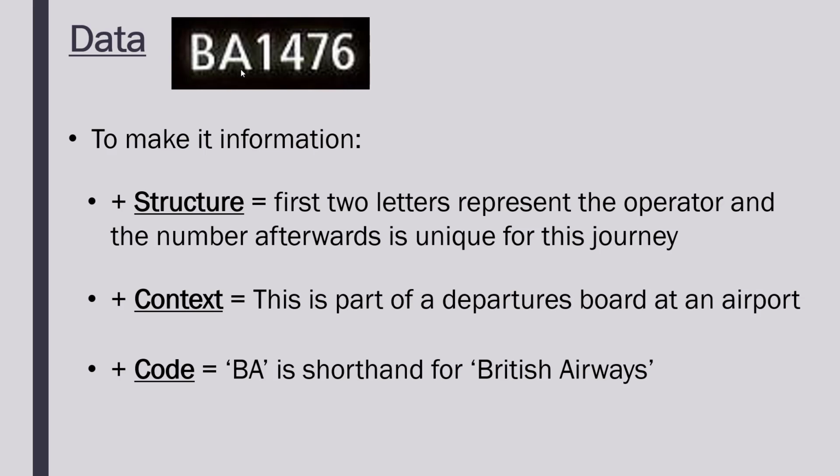So the code is BA. We need to know what BA corresponds to. In this case, it's shorthand for British Airways. So now you've got all three additional bits of information. We now know what this corresponds to. Well, you probably do, but you may not need all three. You may just need one or two to understand what this is. So let me show you.